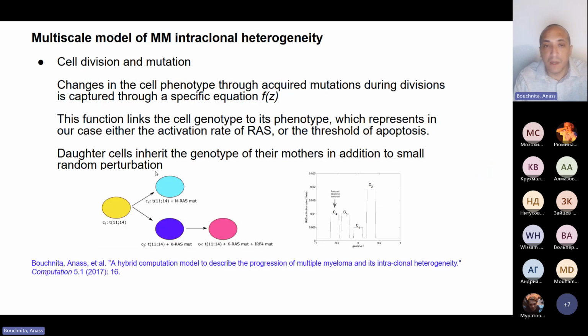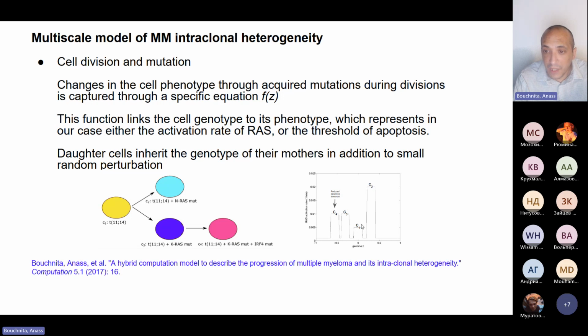So this is the main innovation in the model, which is that we track the distribution of the phenotype of cells by using a specific equation. We have a specific equation that links the genotype of cells to their phenotype, which here corresponds to the activation of the ERK protein, and this is due to the higher survival of the RAS protein. Basically, this is what the function for the RAS activation rates looks like.